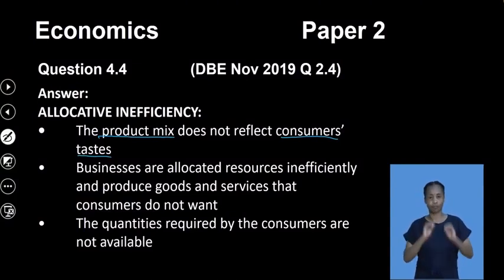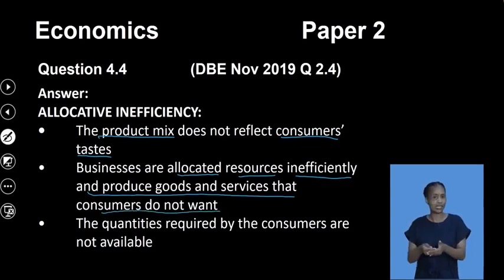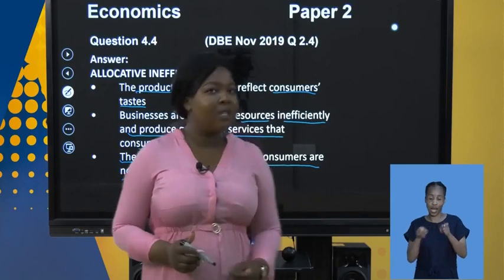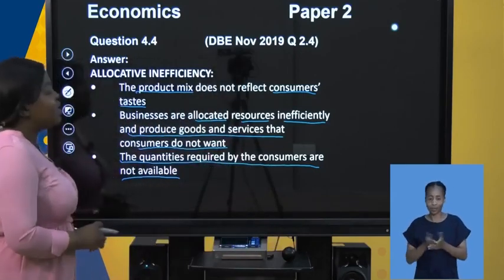Number two, it says businesses are allocated resources inefficiently and produce goods and services that consumers do not want. So when the resources are allocated inefficiently, at the end of the day, we end up producing goods and services that do not meet consumer needs and wants. Then finally, we can talk about the quantities required by the consumers not being available. So the quantities of the products that we require as consumers are not available. That is allocative inefficiency.